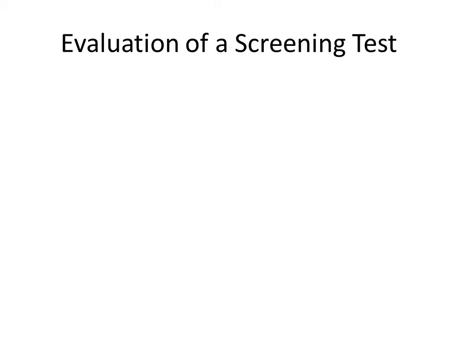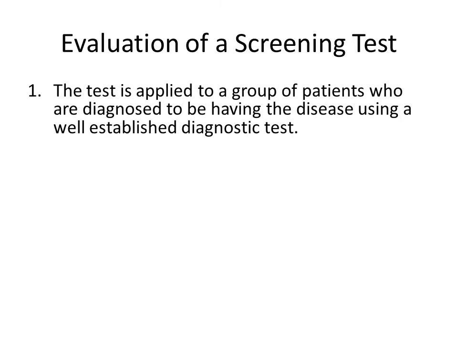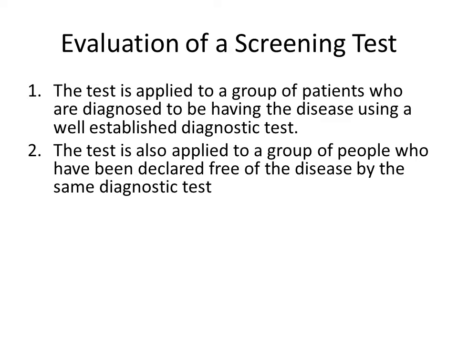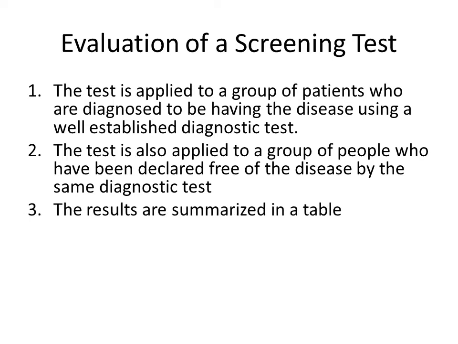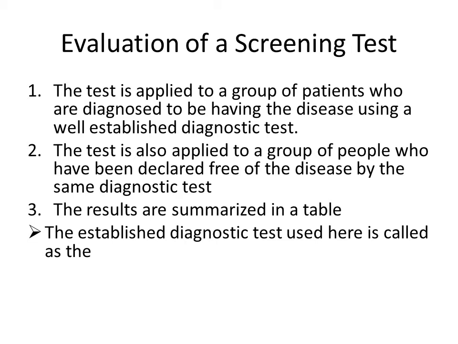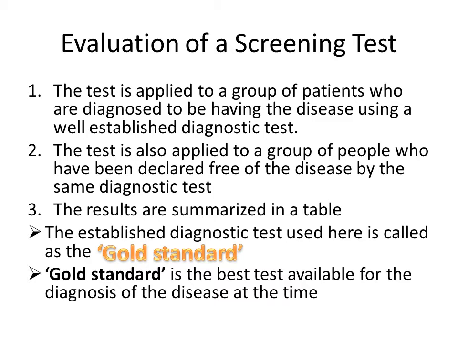Evaluation of a screening test. Evaluation of a new screening test involves calculation of its sensitivity, specificity, and validity. How is it done? The test is applied to a group of patients who are diagnosed to be actually having the disease using a well-established diagnostic test. It is also applied to a group of people who have been declared free of the disease by the same diagnostic test. The results are then summarized in a table. The established diagnostic test used here is called the gold standard. Gold standard is the best test available for the diagnosis of the disease at the time.